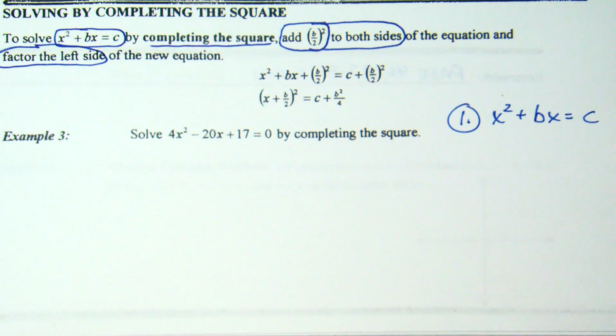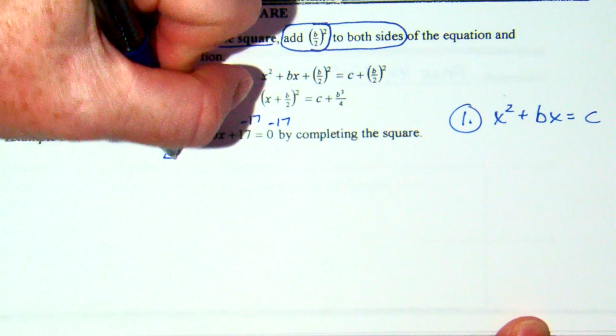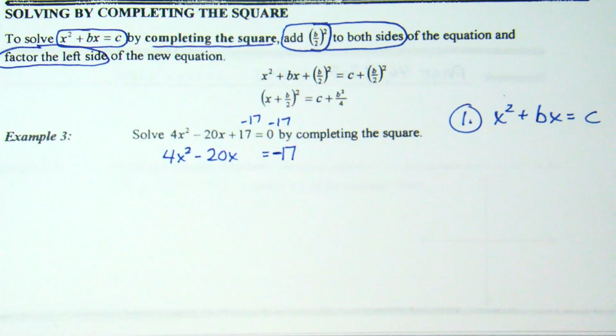In all honesty, it doesn't really matter which step you take first. Let's go ahead and subtract the 17 over. So if we subtract the 17 over, we now have 4x squared minus 20x equals negative 17. Sorry, I hope that looks like negative 17. Now, you guys already know we're not quite there yet, are we? We've kind of got the x squared plus bx equals c happening, but it is very specific that we need it to be 1x squared. Not ax squared, but 1x squared.